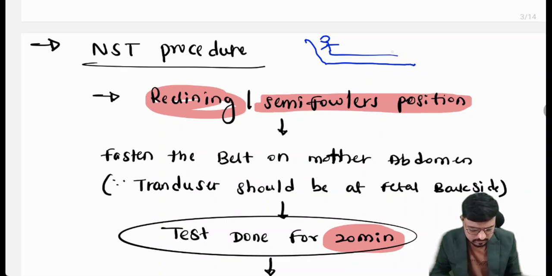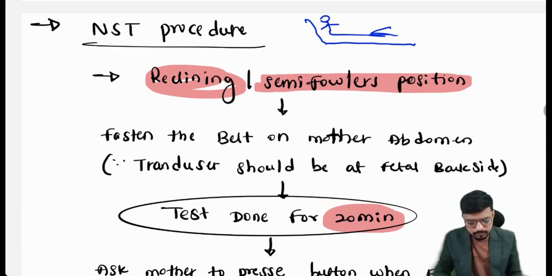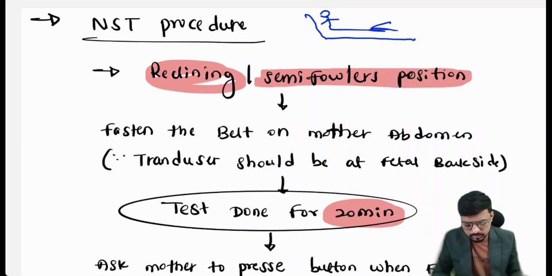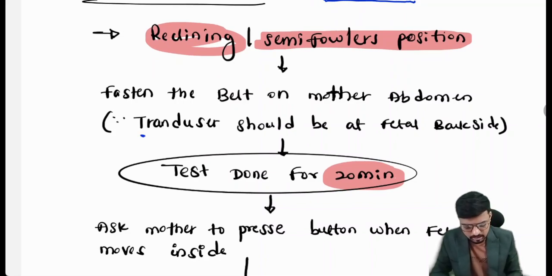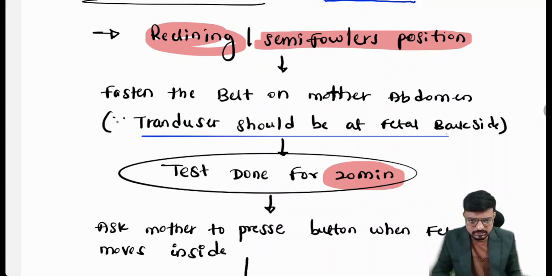So we can say semi-Fowler's position or the reclining position we have to give to the mother. If both are not there in the options, go for the left lateral position. Then after that we have to fasten the belt to the mother's abdomen, and we have studied this one. And the transducer should be at the back of the fetus, near to the heart.